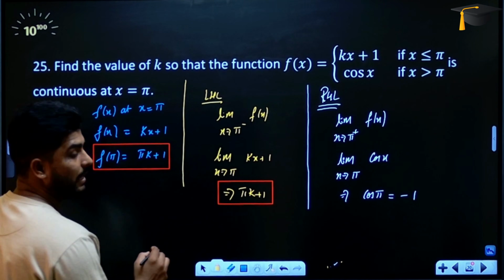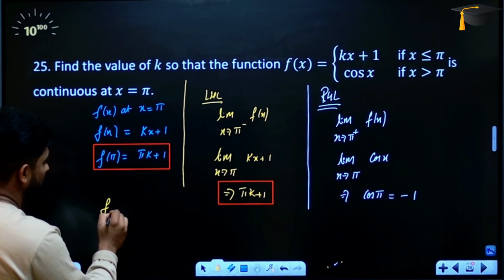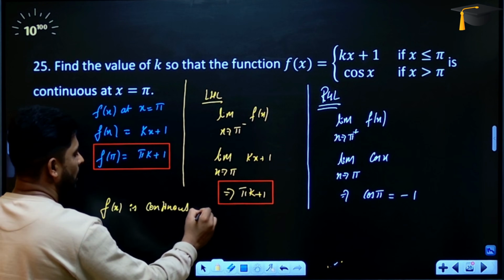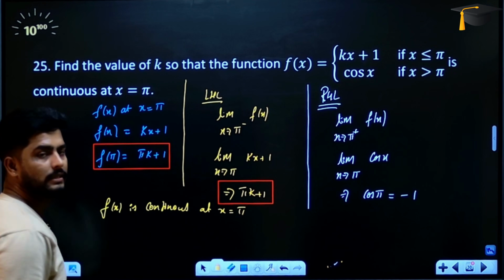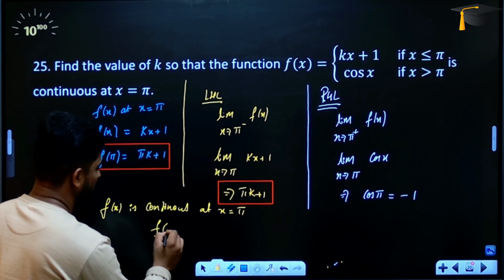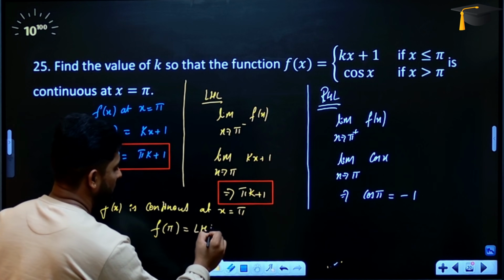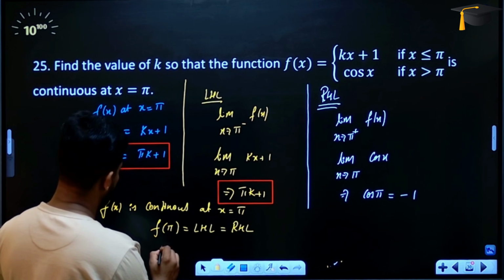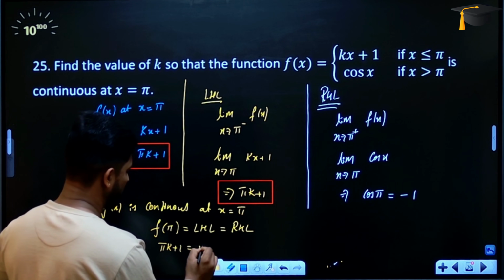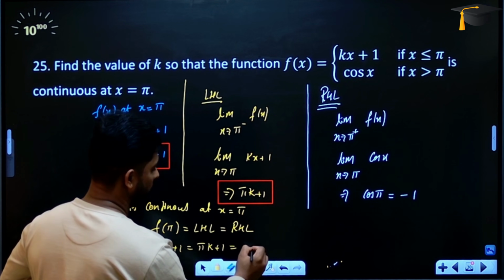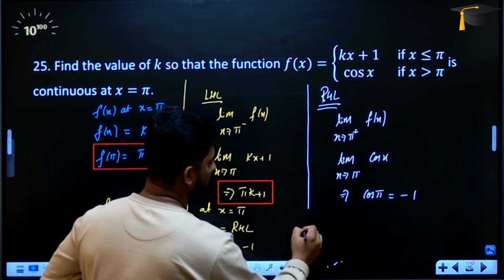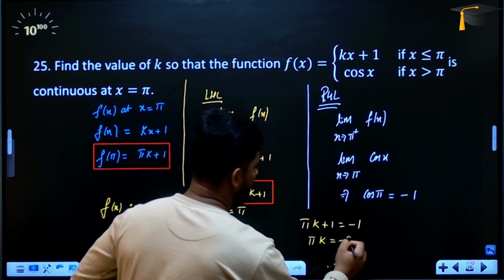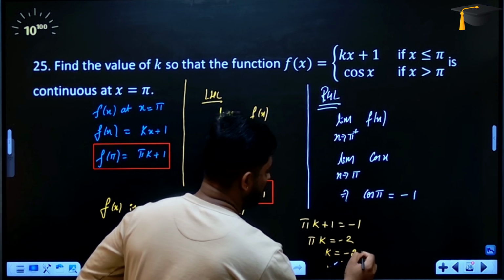So that is f of x is already continuous, right? So f of x is continuous at x is equal to pi. So it is f of pi is equal to LHL is equal to RHL. So what is this one? It is pi k plus 1 is equal to pi k plus 1 is equal to minus 1. Now equate any of those two. So pi k plus 1 is equal to minus 1, pi k is equal to minus 2, and k is equal to minus 2 by pi.